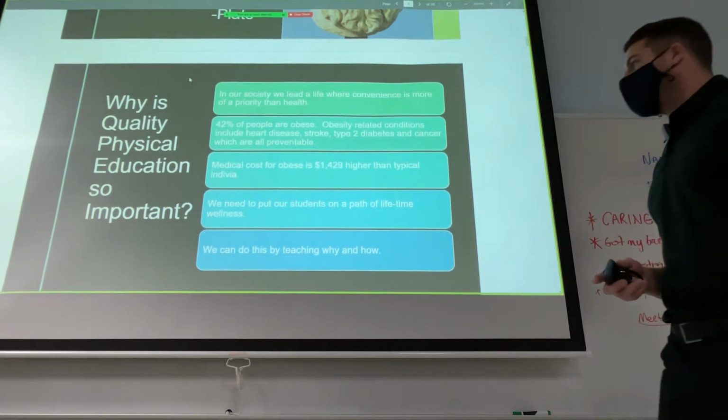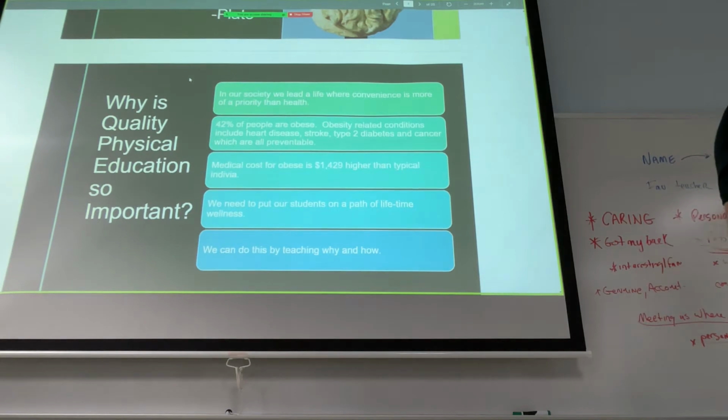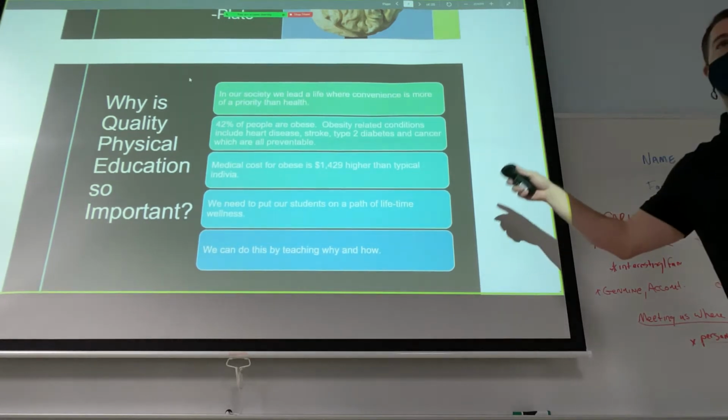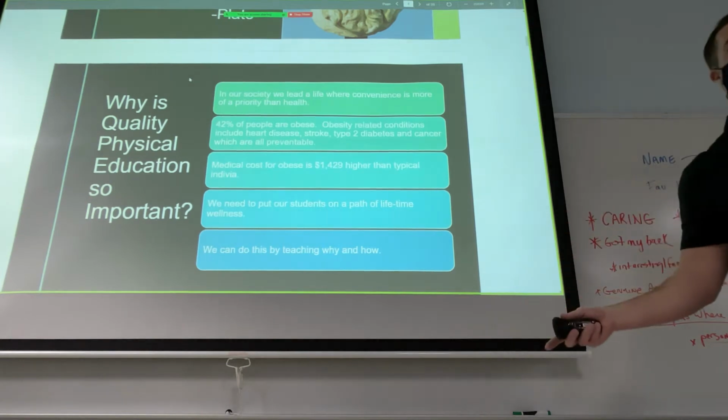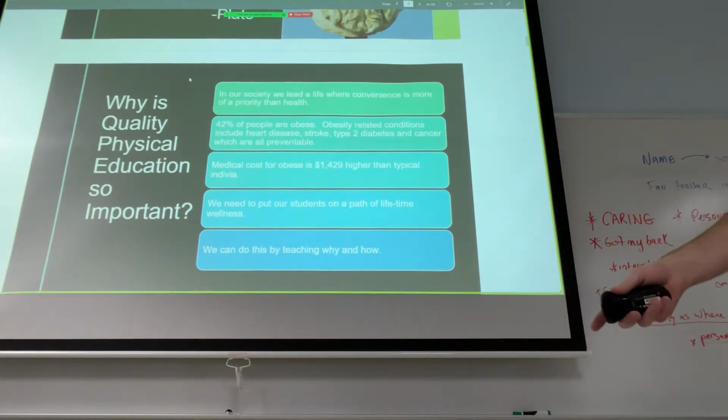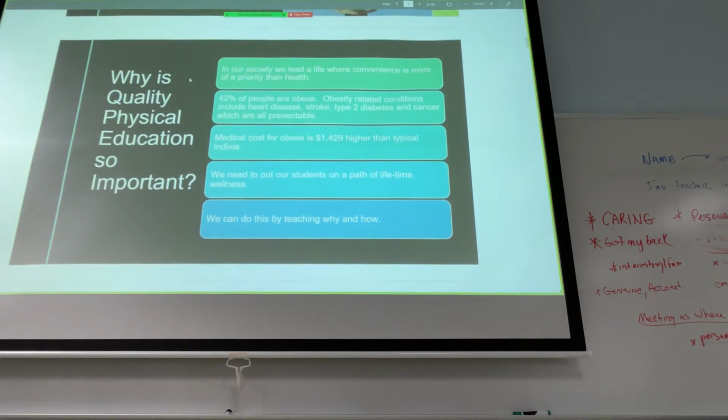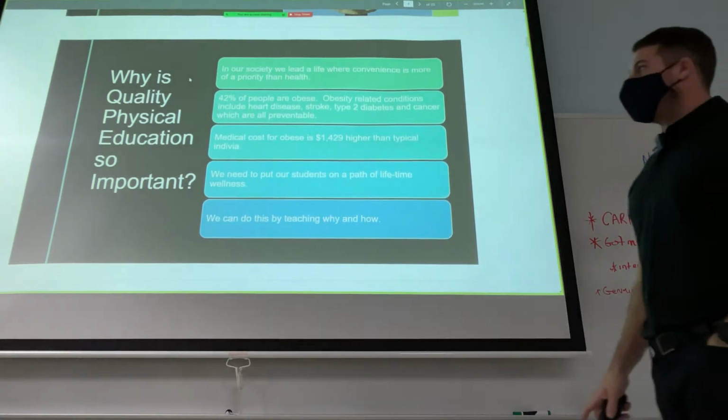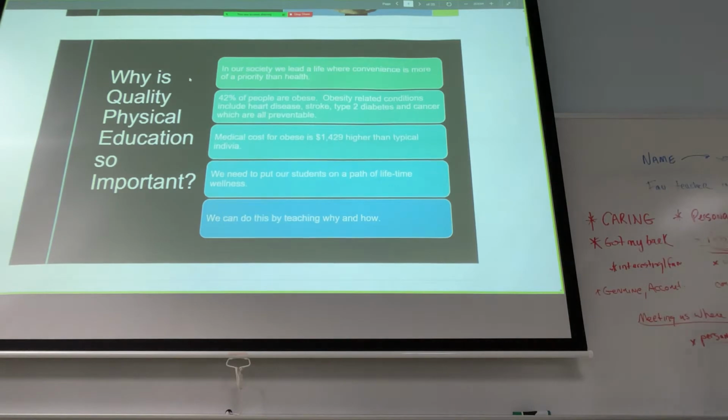We need to put our students on a path of lifetime wellness. Adults that you train or teach, high school students that you may come in contact with, we want to put them on a path of lifetime wellness. Not lifetime fitness, not lifetime health, lifetime wellness. Okay, we can do this by teaching why and how we do what we do. We want people to understand that obesity will translate into type 2 diabetes, stroke, and heart disease, which are preventable. We want people to understand why we're doing what we're doing.